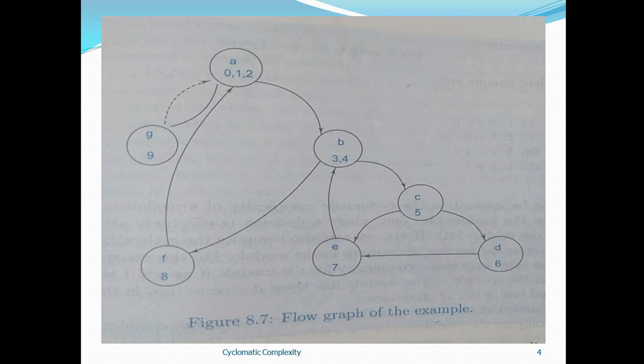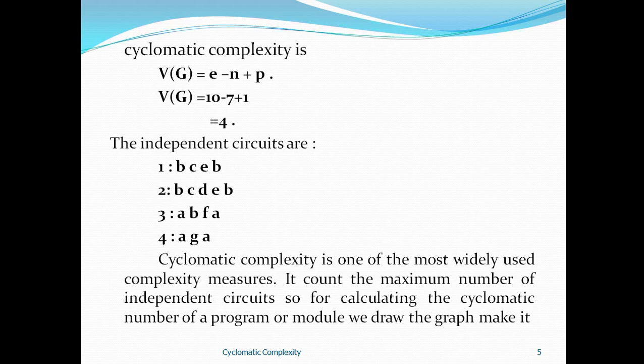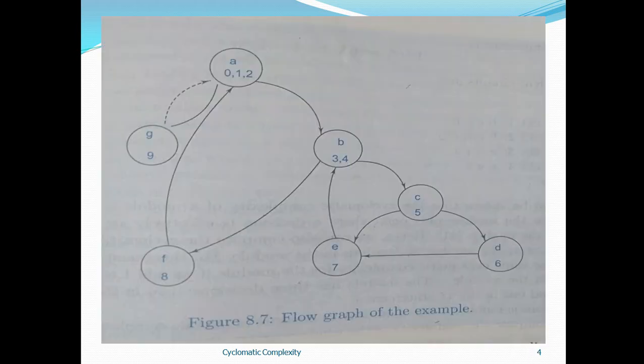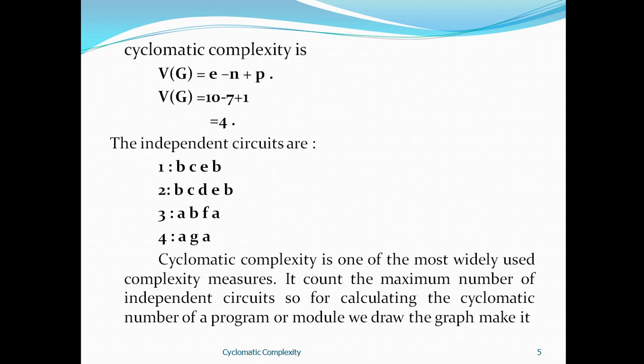Alright. Here the cyclomatic complexity is E minus N plus P. E: how many edges are there in the graph? So totally how many edges are there? 1, 2, 3, 4, 5, 6, 7, 8, 9, 10. 10 edges are there. E is 10.